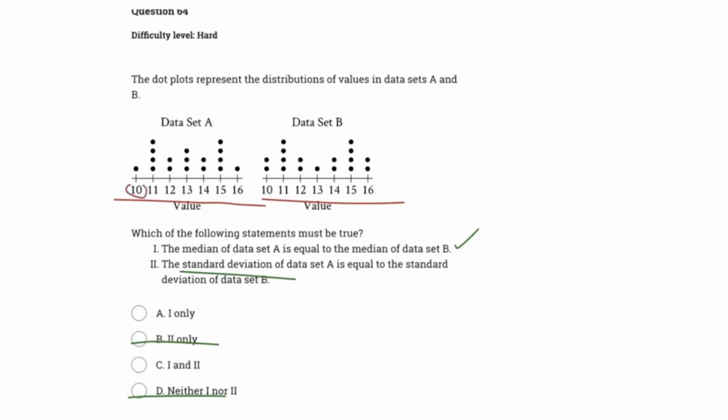You've got a value of 10 and 16. Because it's symmetrical, they should theoretically cancel out, right? You're going to get a mean of 13, right? 16 plus 10, what is that? 26. 26 divided by 2 is 13.